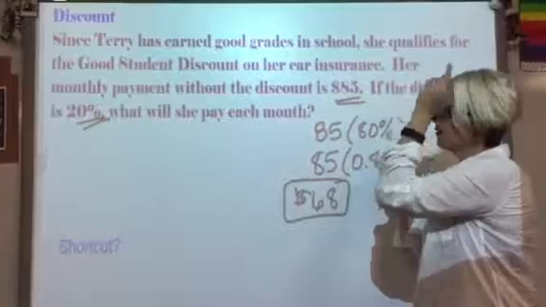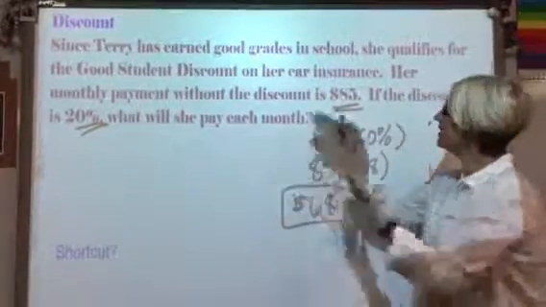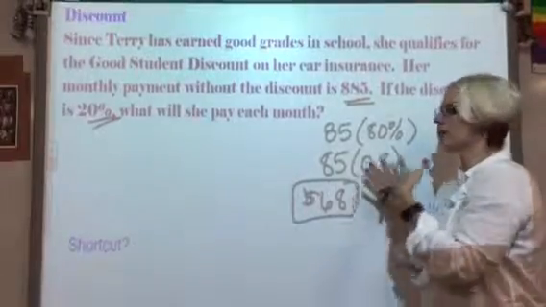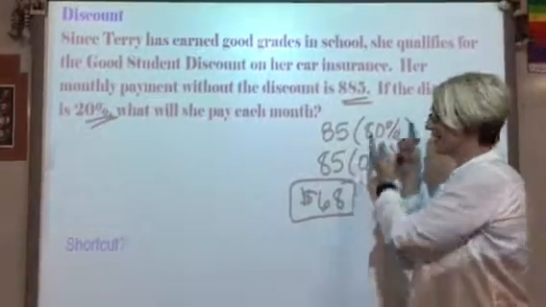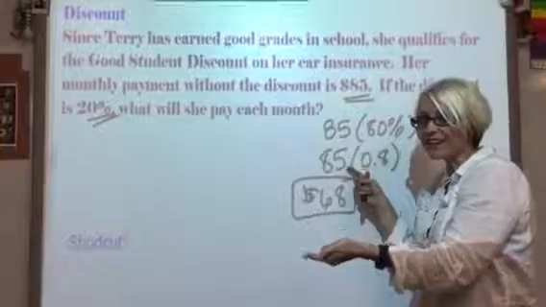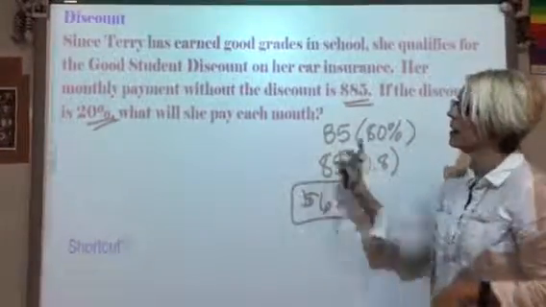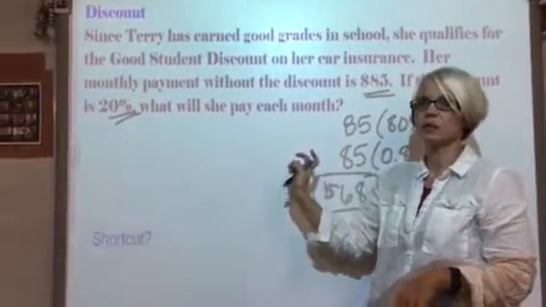If you wanted to still do it the old way, yep, you're going to have to find 20% of this and then subtract. You'll still get there. But remember, there's more than one way to get to Dairy Queen, and I'm driving, and you're going to be walking, but we're both going to get there, okay? So this is the shortcut if you want to practice it. I'll give you some discount problems in your notes to practice the shortcut.